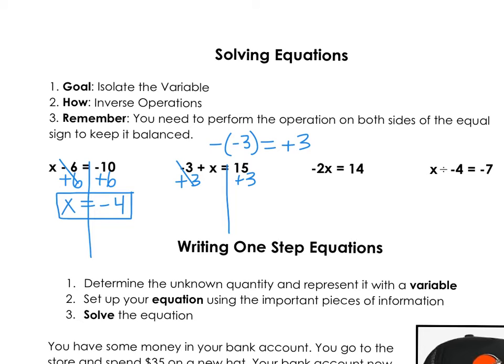Negative 3 and positive 3 are 0. Those are inverse operations. I'm just left with x, and that equals 15 plus 3, which is 18.